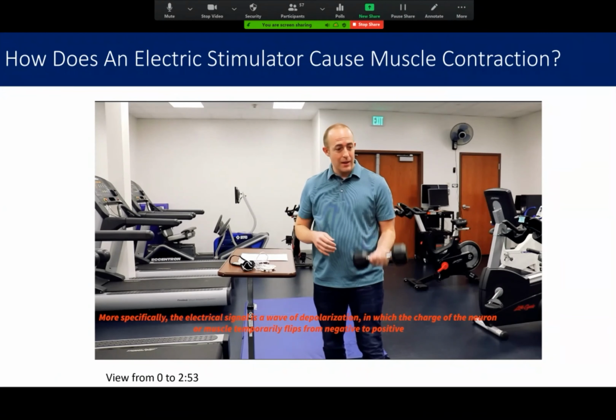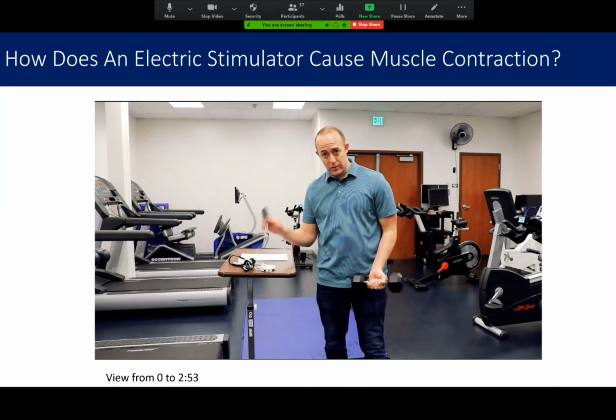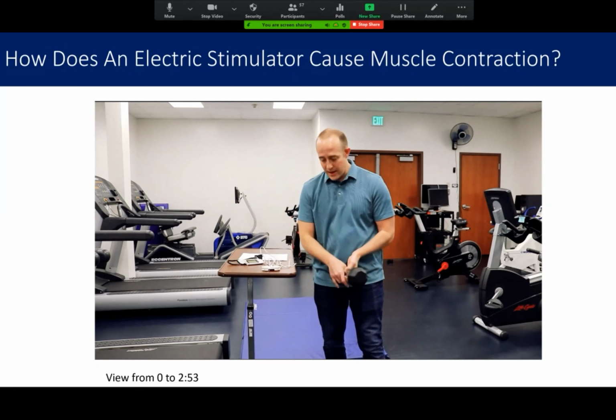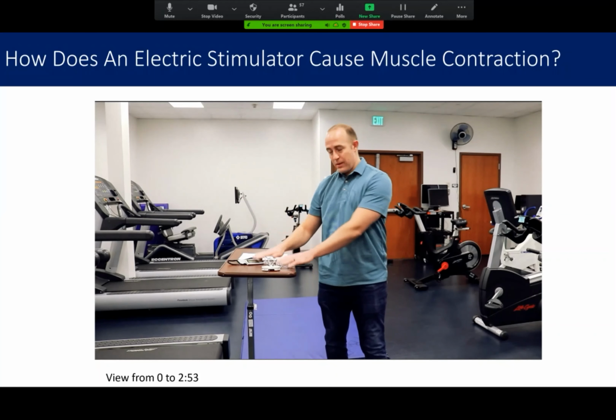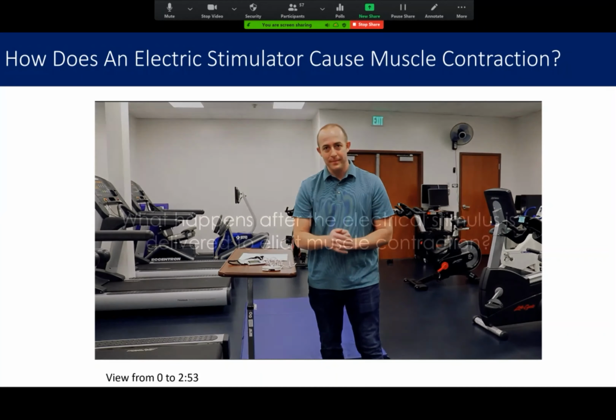What's interesting is that we can hijack this system and completely bypass the brain. Today I'll show you something called an electrical stimulator. You might have seen this in a physical therapy clinic, which will send action potentials from the stimulator directly into the muscle without me even thinking about it.